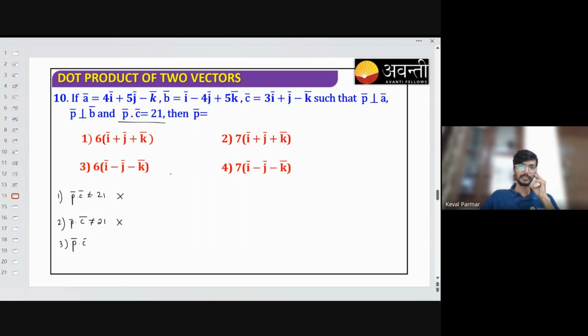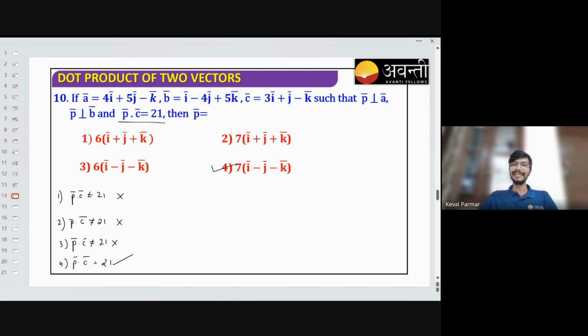Let's check option number 3. Option number 3, P bar dot C bar, 18 minus 6, 12 plus 6. So option C also does not satisfy. So that means I think there is some mistake in the question. It should be 2, I think. Okay, wait one second. Yeah, option 4. Option 4, P dot C, 7 minus 7 plus 7. Yeah, so this is equal to 21.